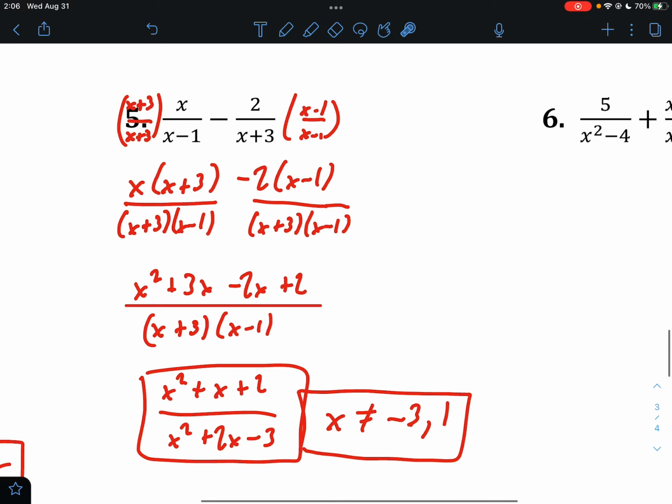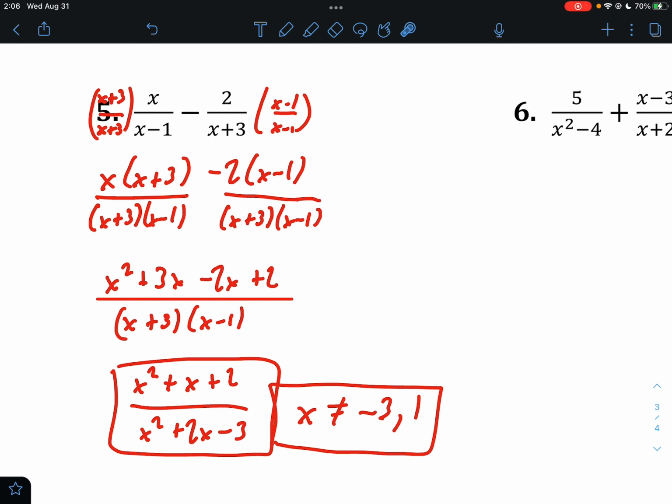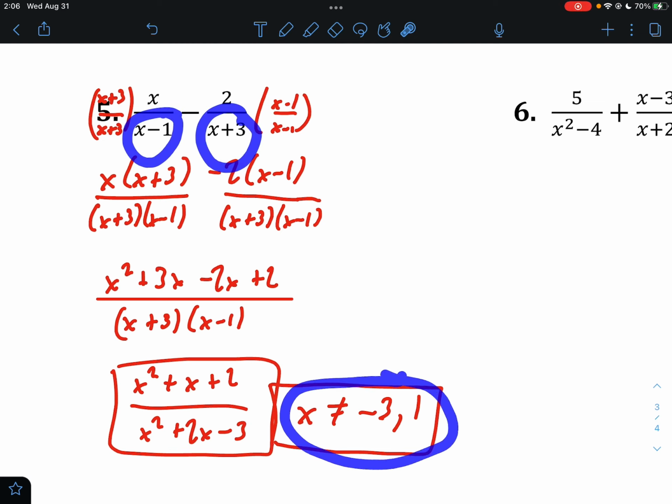And number 5, the last one you were supposed to try. The common denominator here is x plus 3 times x minus 1. Multiply this by x plus 3 over x plus 3, and this by x minus 1 over x minus 1. And then you just do some algebra to simplify. Make sure you distribute the negative 2 here. That's the big mistake that a lot of students would make. And then combine like terms, and we get 2 restrictions. It can't be negative 3, and it can't be 1 for x.